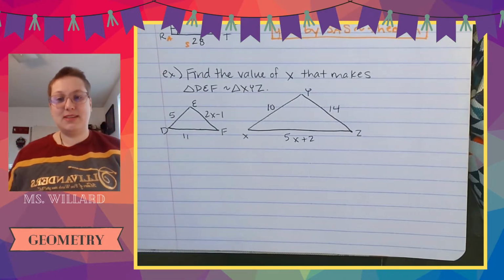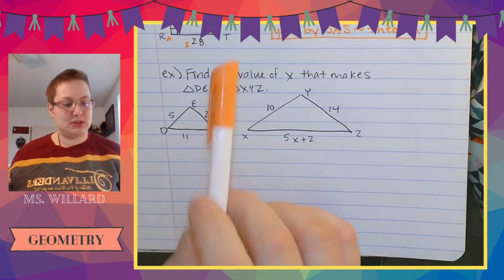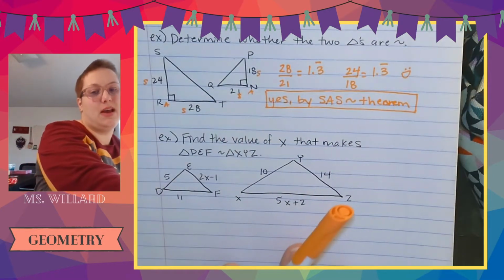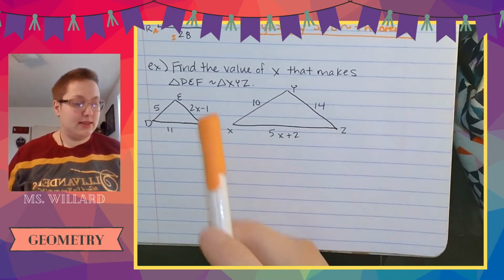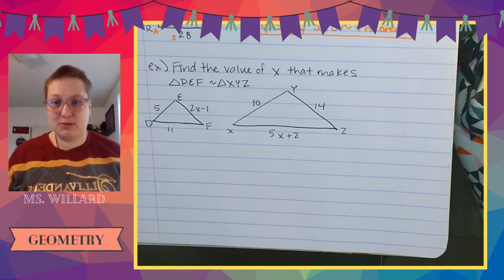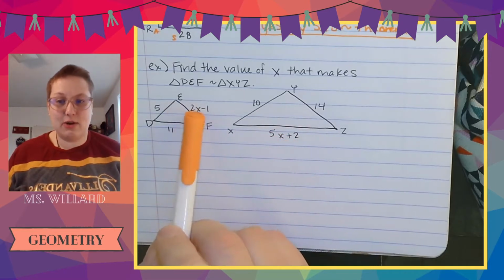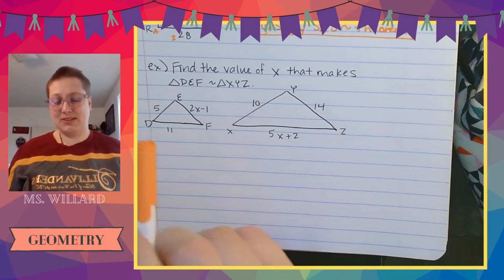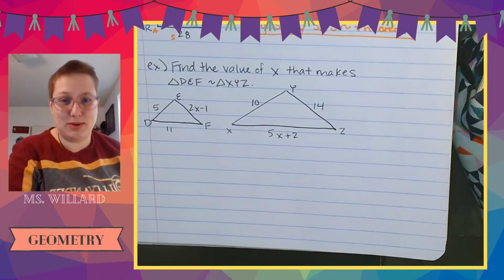This is the most common version of the side-side-side similarity theorem. If it asks you to determine similarity, you can just do the same ratio and see that they're all 1.3. But the most common thing is finding the value of x that makes these two triangles similar. That means I have x's here that I need to figure out to make these two triangles similar. There's a ton of different ways to do this. I'll show you at least one, maybe two.